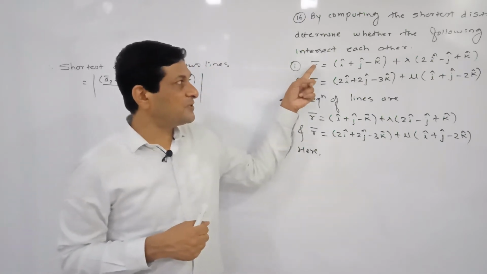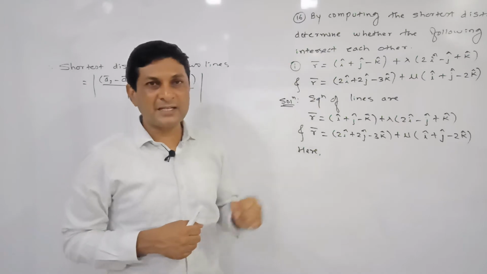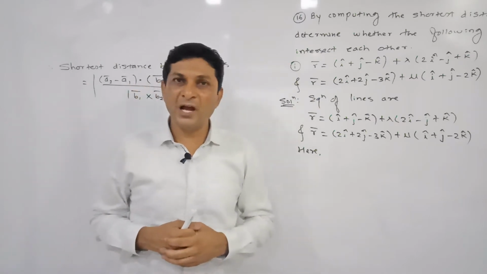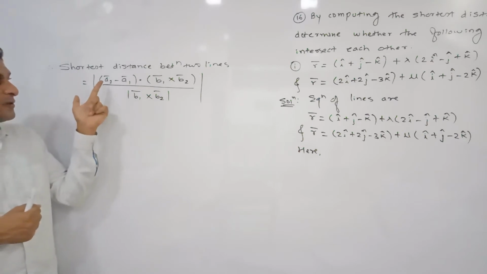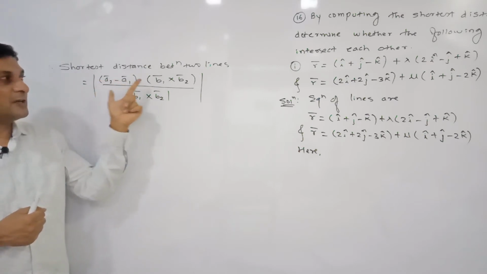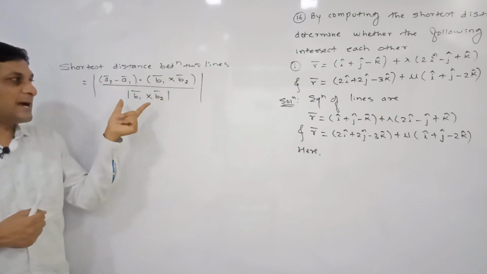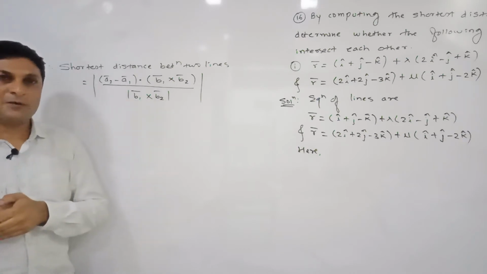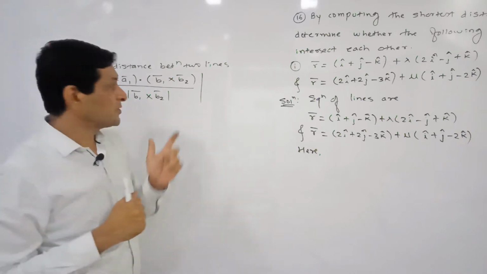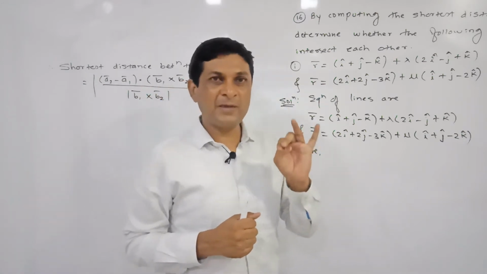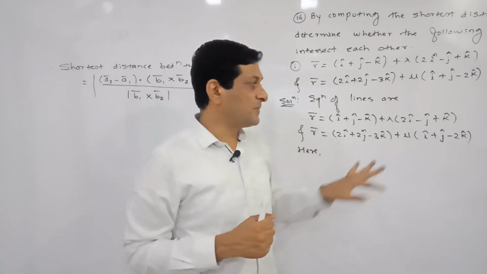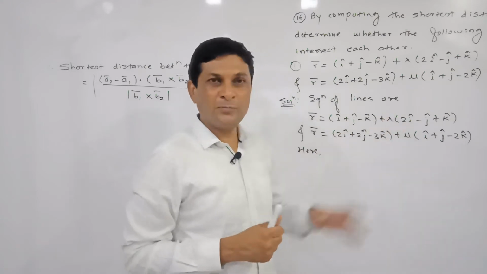As in the first example, the equations of both the lines are in vector form, and we have a formula to find out the shortest distance between two lines. What is that formula? A2 bar minus A1 bar dot B1 bar cross B2 bar divided by magnitude of B1 bar cross B2 bar. To apply this formula, which four values are required? A1 bar, B1 bar, A2 bar, B2 bar. These values we will get from the equations of the two lines.